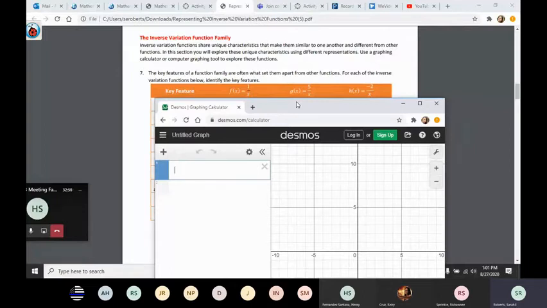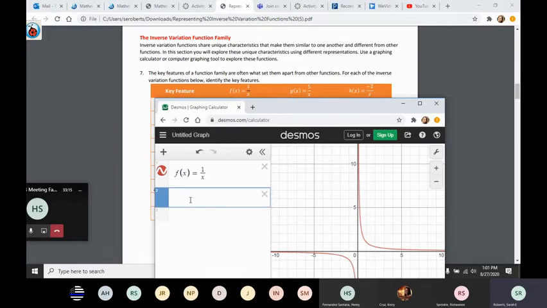So an easy way to do this and to compare would be to type these functions that they give you into Desmos. To do that, you just click Start Graphing when you go to desmos.com. Then you can type in f of x equals 1 over x, exactly like they have it right here. Okay, and it'll show you that function in red.